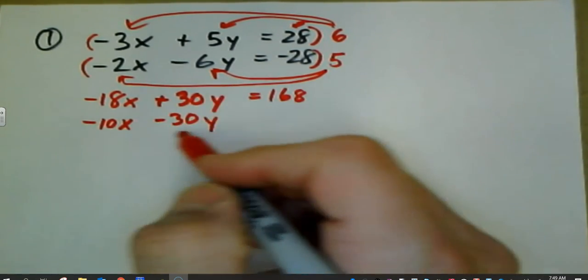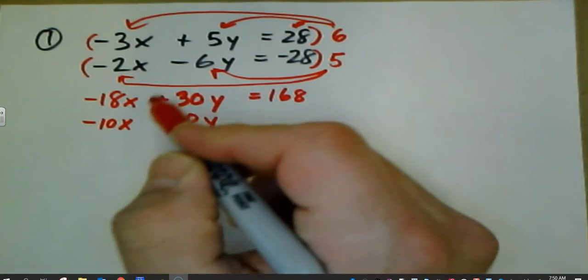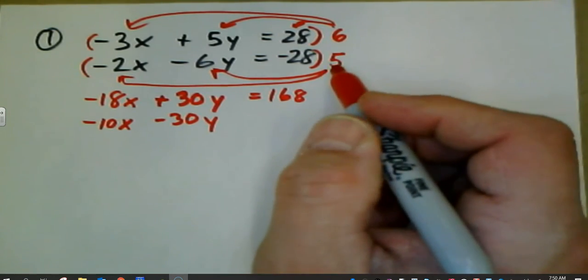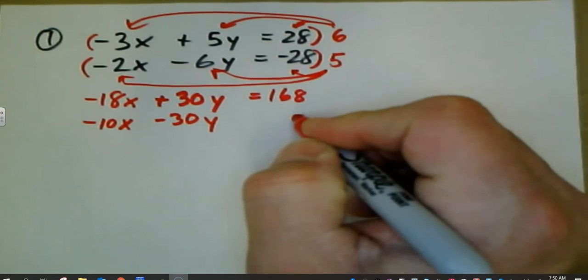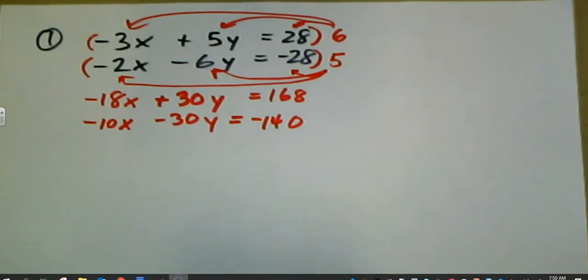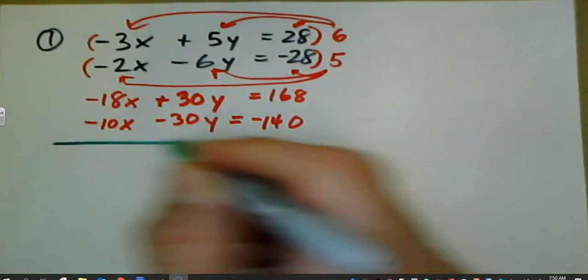This is our first checkpoint. There we're checking. They're opposites, so we're good. We did this correctly. And then 5 times 28, that's 140, -140. Should be. I'll find out in a little bit.